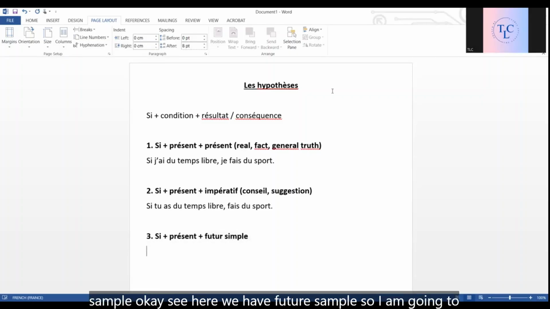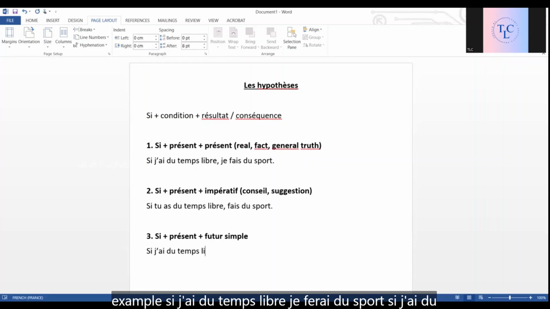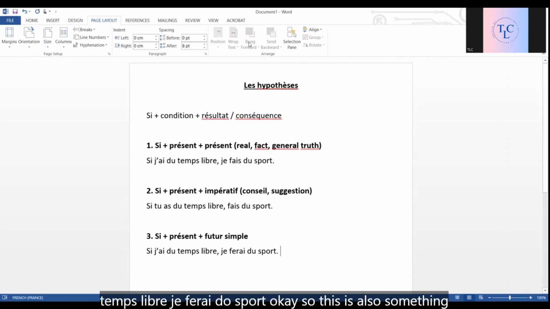Then, troisième, si plus présent plus futur simple. Here we have futur simple. So I am going to do something, or that person is going to do something in the future. If the condition is satisfied, then that thing will happen in the future. Let's take the same type of example: si j'ai du temps libre, je ferai du sport.